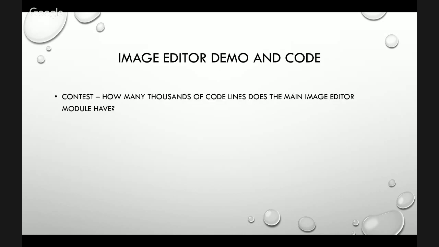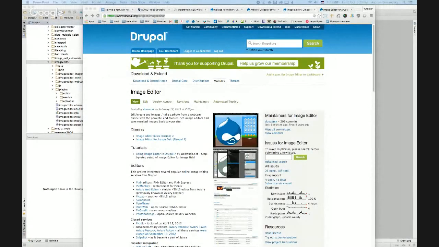Okay, so here comes a demo in the code, and I just want to ask you a simple question. Based on the description of the functionality, how many thousands of code lines do you think the main image editor module has? This is a tricky one, and I would love to get some answers in the chat. Let me see. 2K, 5K. Oh, good. 1K. Good.